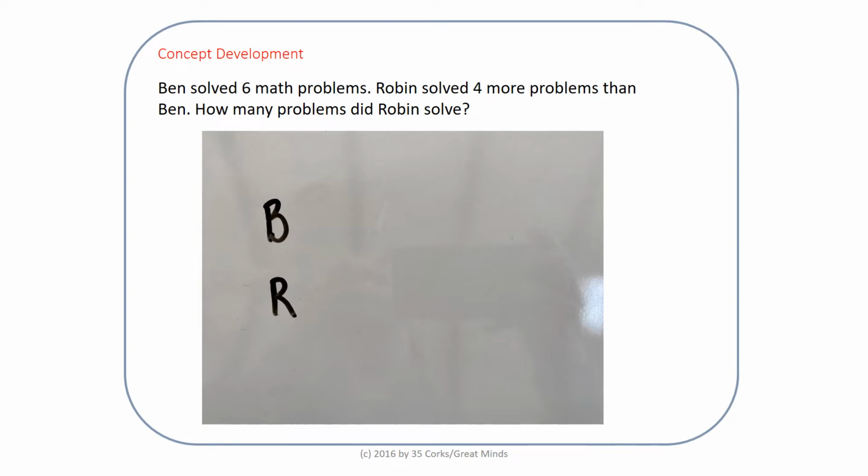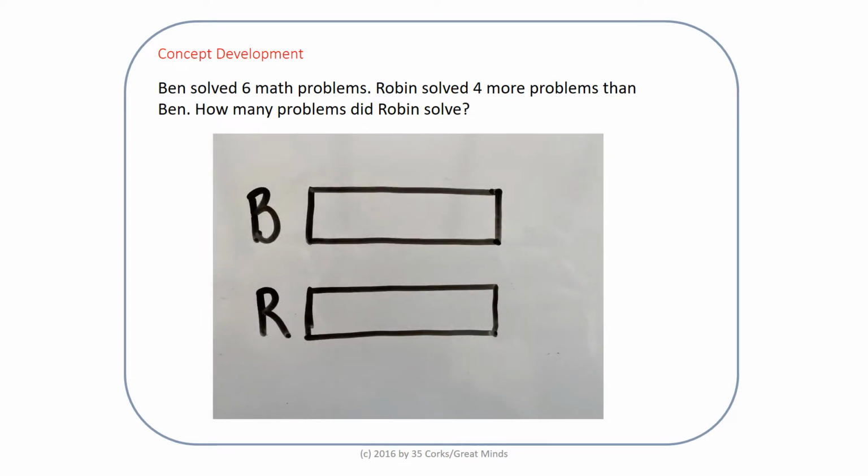We know that Ben and Robin each solved math problems. So I drew 2 tapes, one next to the B for Ben and one next to the R for Robin. What do you notice about these 2 tapes? They're the same size. The same size tape means they solved the same amount of problems. But is this true? No.